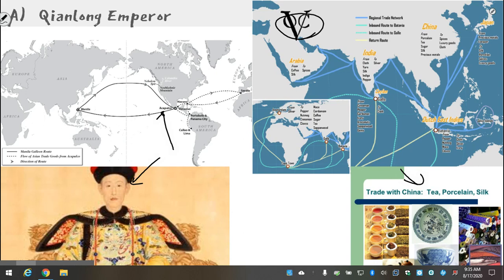Unfortunately for these Europeans, China had no interest in Western trade goods and instead demanded payments in gold and silver in order for Europeans to get the tea, the porcelain, and the silk that they wanted. And so the end result of this is unbelievable amounts of silver start flowing into China. All of this silver makes the Qianlong Emperor's reign one of the wealthiest periods in Chinese history.